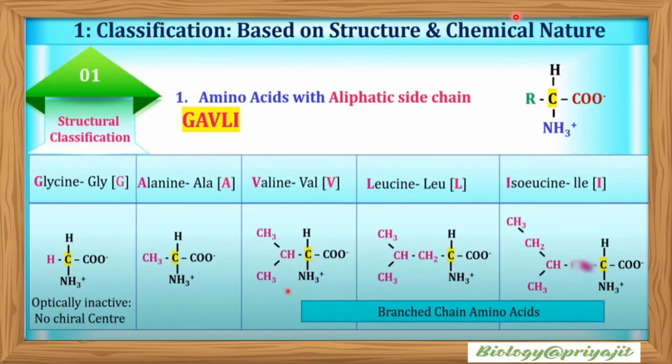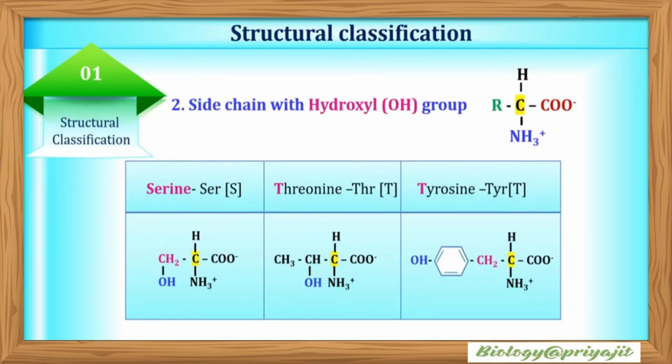Classification based on structure and chemical nature. Amino acids with aliphatic side chains: there is GAVLI, GAVLI. GAVLI is glycine, alanine, valine, leucine, isoleucine. They are the amino acids with aliphatic side chain. Amino acids with hydroxyl group, OH group side chain, such as serine, threonine, and tyrosine.